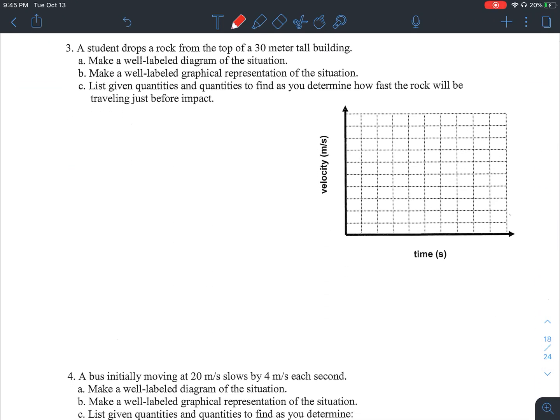Number three: a student drops a rock from the top of a 30-meter tall building. We definitely know our displacement is 30 meters. And that's the only number that is definitely apparent.